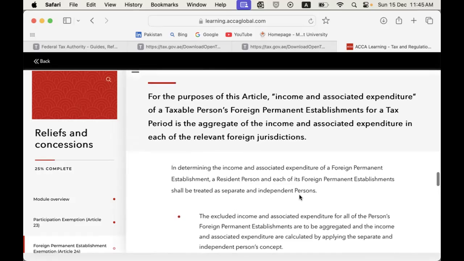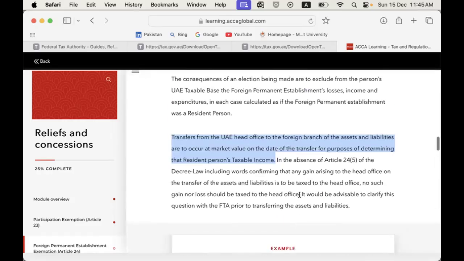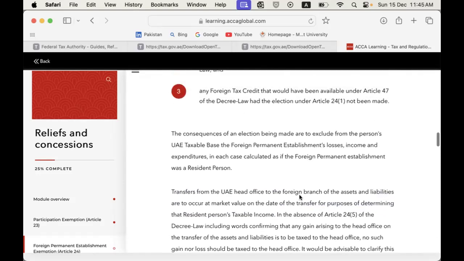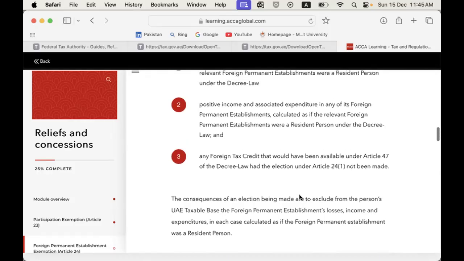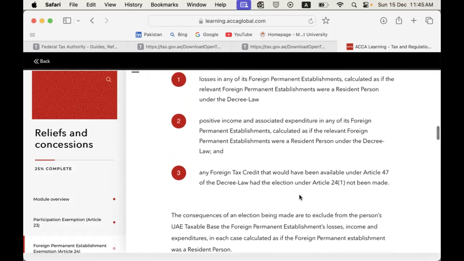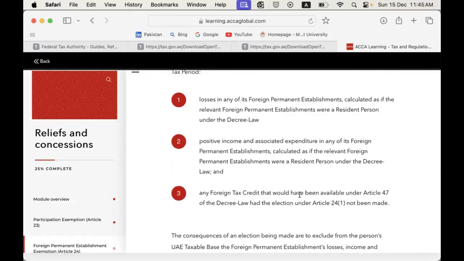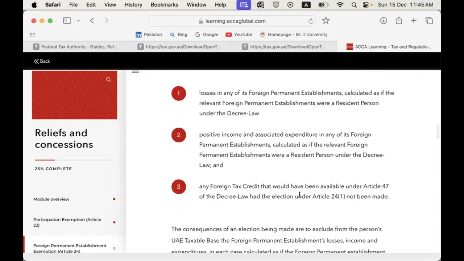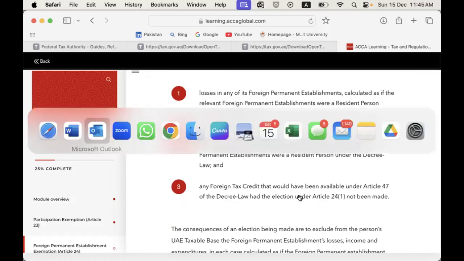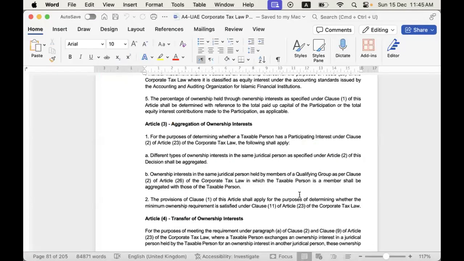So I think this was Article 24, right? I'm sure they have mentioned this point there, because otherwise it will defeat the whole purpose. So there has to be a tax that is levied in the foreign permanent establishment in order for this exemption to work, because otherwise the entire business will be shifted to such permanent establishments where there is no corporate tax. As a matter of fact, we can look into Article 24.